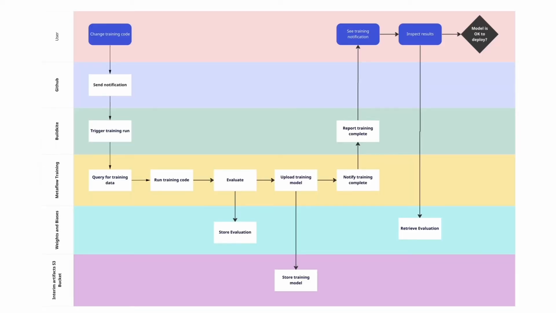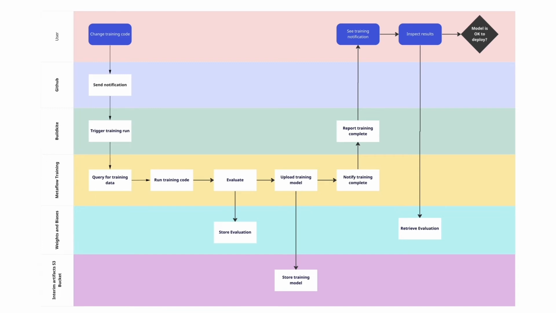So here's the step diagram for the training. A user makes a change to the training code. GitHub sends a notification to Buildkite, which triggers a training run. Inside Metaflow in the data lake, we query for the training data, we run the code, we run the evaluation, store those results in Weights and Biases, upload the model to S3, and send a notification back to Buildkite that training is complete. So how do we communicate back to Buildkite?